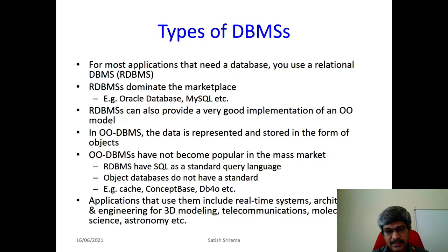Some of the well-known examples here are Caché, ConceptBase, DB for objects, DB4O, etc. And the applications that actually use these object-oriented database management systems are a little bit tricky. Some of the applications where they are used are, for example, real-time systems, architectural and engineering work for 3D modeling, telecommunication applications, and pure scientific applications such as molecular science, biological sciences, and astronomy. At that scale, object-oriented DBMSs are actually used.